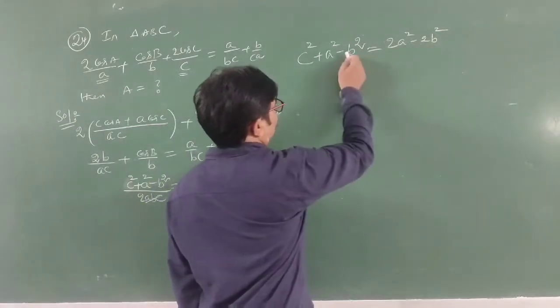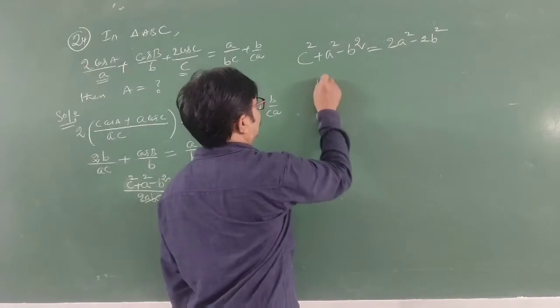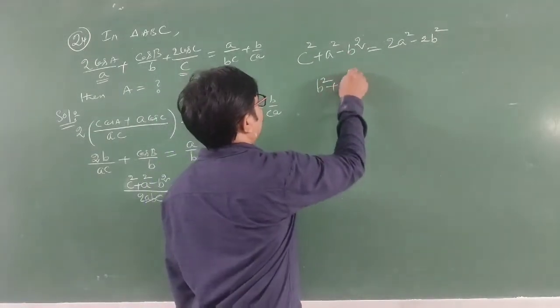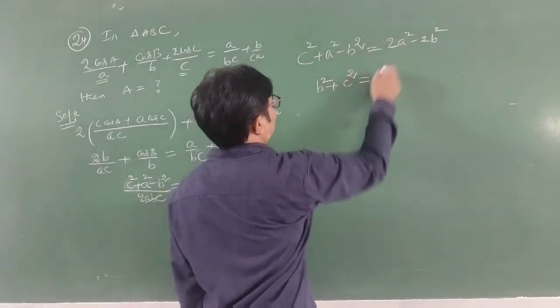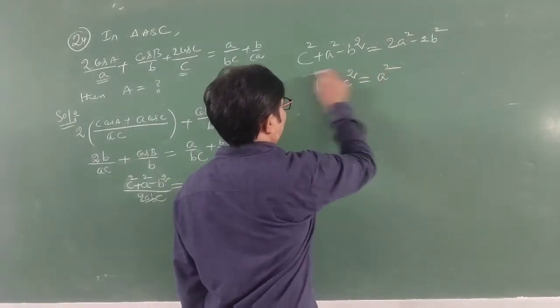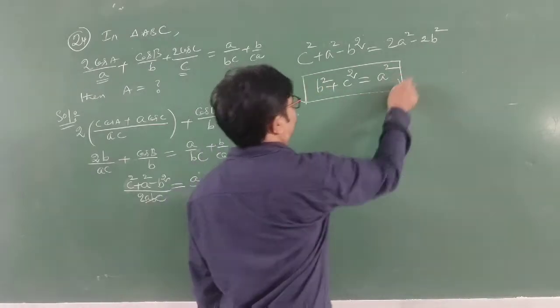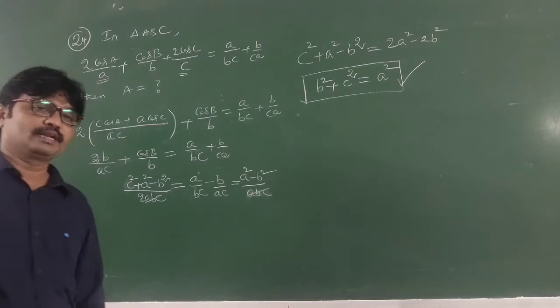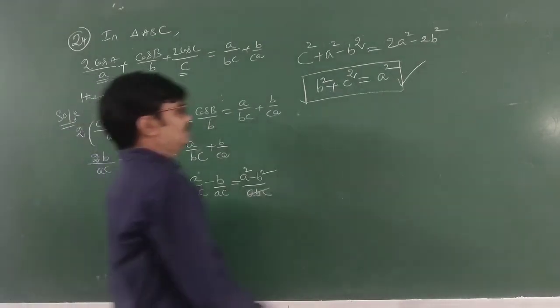Minus 2B square sending to the other side, plus 2B square minus B square is plus B square, and there is C square. 2A square minus A square is A square. What do we understand here? A square equal to B square plus C square. Hypotenuse square equal to side square plus side square.